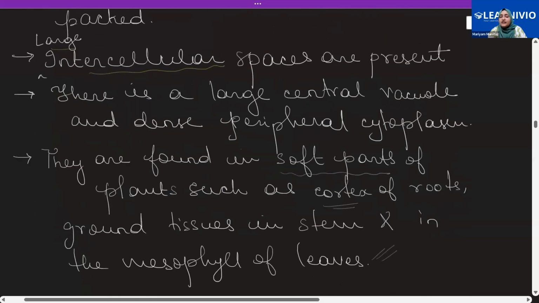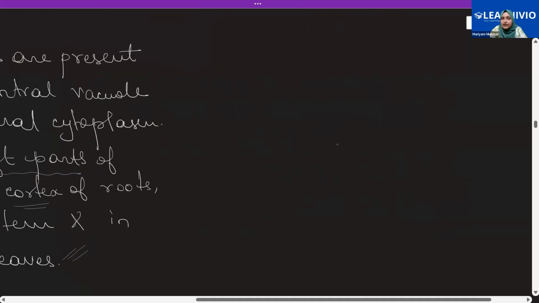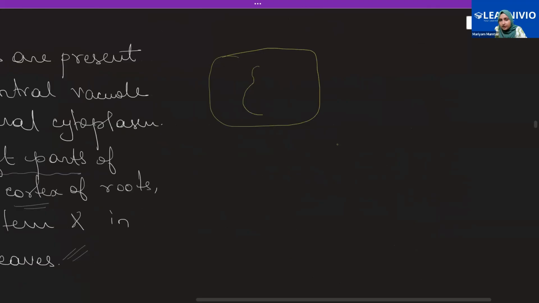Now, after that, they have a large central vacuole. Central vacuole means a big vacuole right in the middle of the cell. And they have a dense peripheral cytoplasm. Peripheral means, for example, if this is a cell, the major portion is occupied by the vacuole. This is the center position. The part that is left, this part, is the periphery. So in the periphery, we have the cytoplasm. And in the middle, what is there? The vacuole. Is it clear?